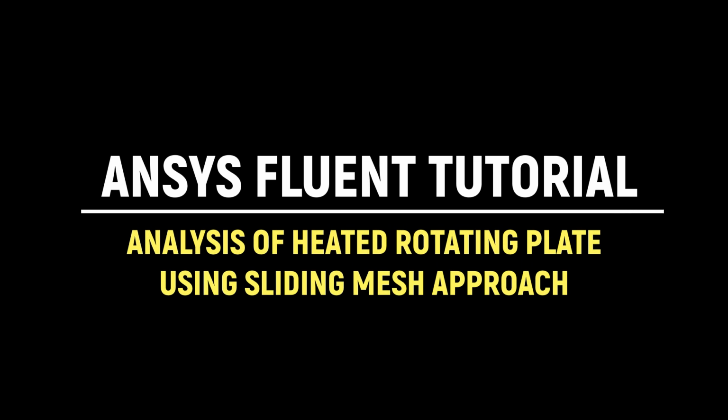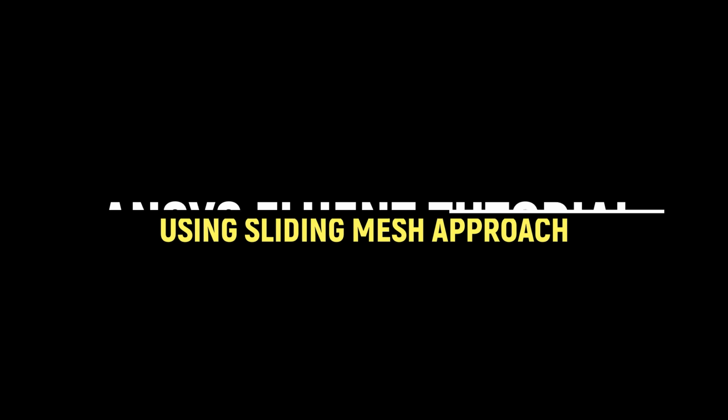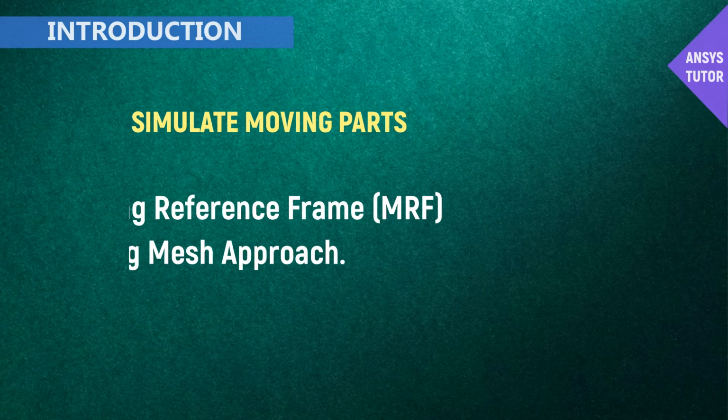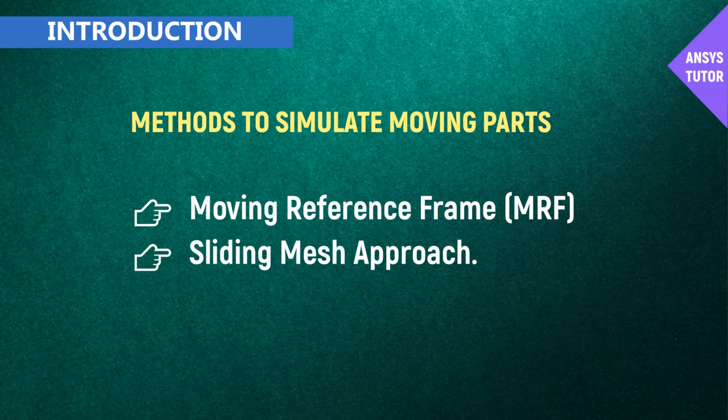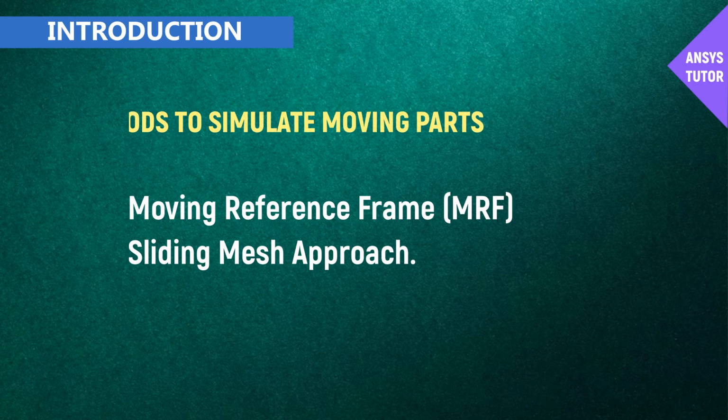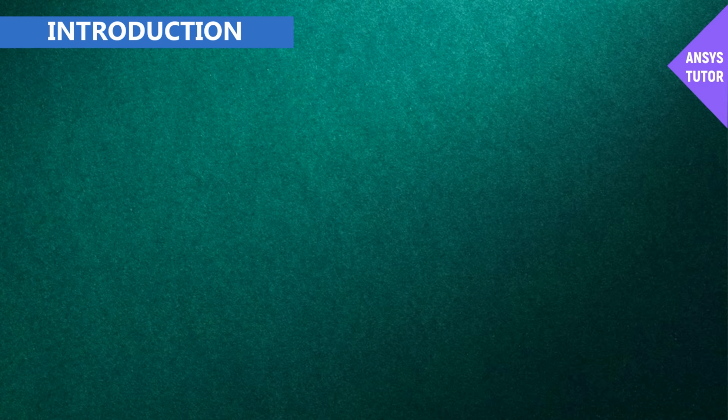In this video, we will analyze the heat transfer from a rotating body by using the sliding mesh approach in ANSYS Fluent. Before starting the tutorial, let's briefly learn about the sliding mesh approach. There are generally two types of methods mostly used to simulate a moving part inside a flow domain without changing the mesh. The first one is the moving reference frame, and the second one is the sliding mesh approach.